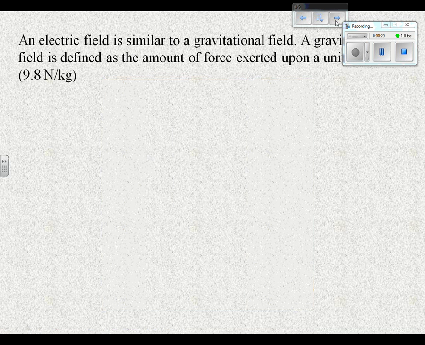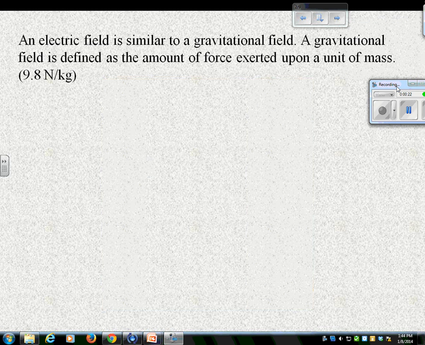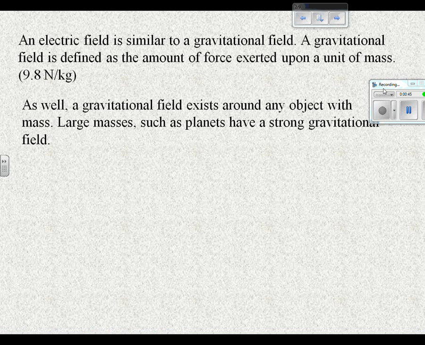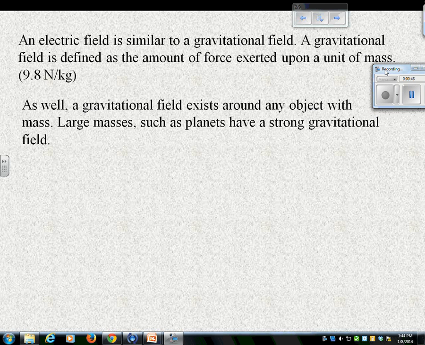Okay, so most of this we've talked about already. I'm just summarizing some stuff. An electric field is similar to a gravitational field. We've discussed how they're similar. A gravitational field is defined as the amount of force exerted upon a unit of mass, and on Earth it's equal to 9.8 newtons per kilogram, right? We define that. I'm just reviewing, comparing them for you, showing you how they are similar.